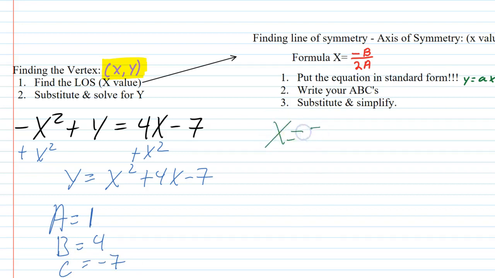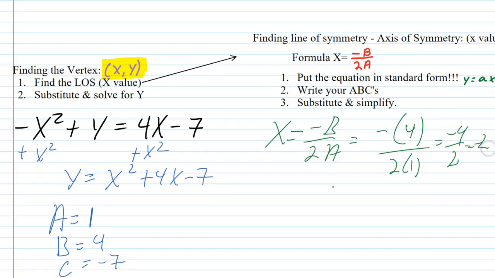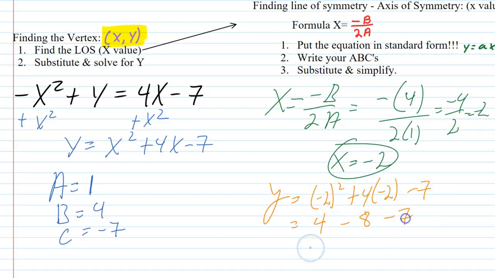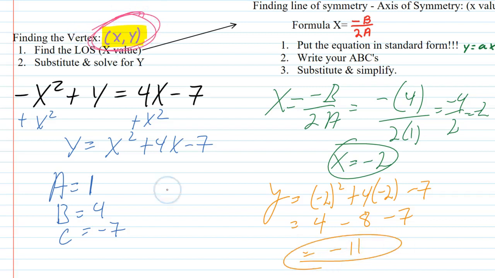When I plug that in, I get x is equal to negative b over 2a, which is simply negative, my b value is 4, over 2 times 1. It gives me negative 4 over 2, which is simply negative 2. So x is equal to negative 2. Now I plug that back into the equation and figure out what the y value is. Y is equal to, whenever you substitute, you always use parentheses, (negative 2) squared plus 4 times (negative 2) minus 7. So y is equal to negative 11. Our answer is an ordered pair. So we always write an ordered pair, x comma y, our x value is negative 2, comma, our y value is negative 11.